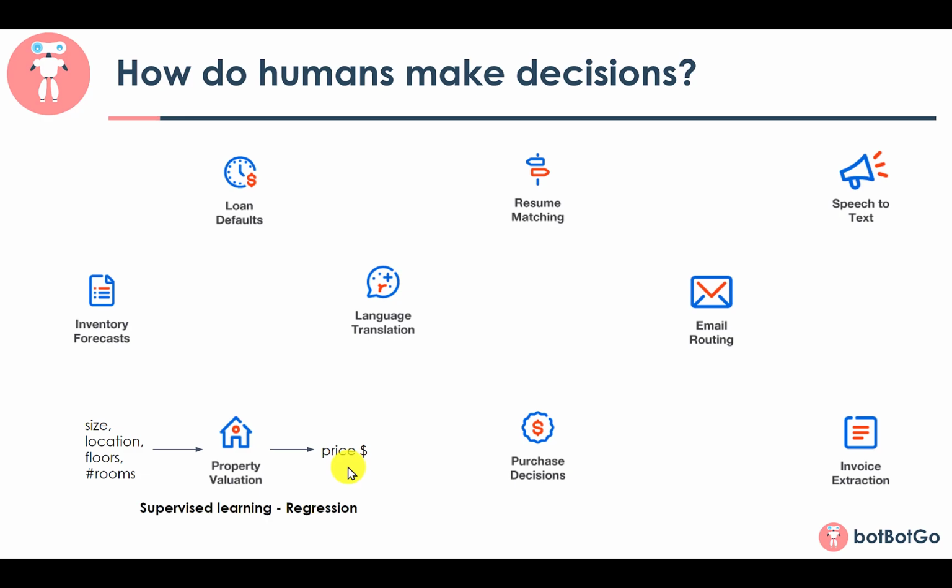It is called supervised learning because the inputs and the outputs that you provide to the model are already known. So you already give them the size, the location and floor and the number of rooms, and you also give them the price for this particular data set. And also, since the value of a property is continuous in nature, we'll be using regression in such cases.